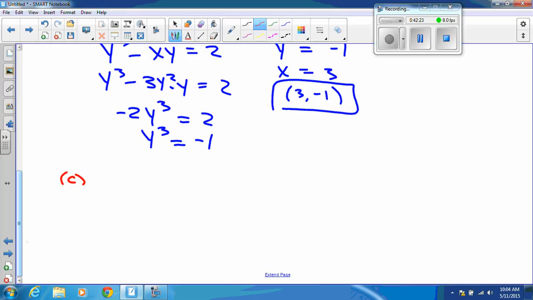Finally, evaluate d squared y dx squared at the point of the curve where x equals -1 and y is equal to 1.